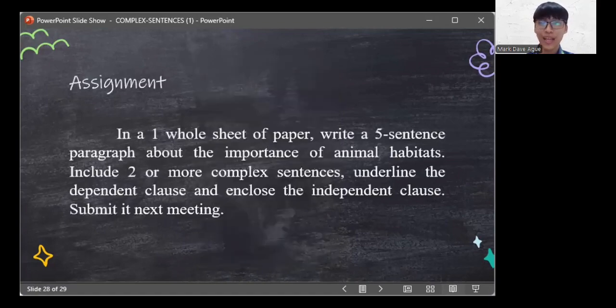Okay, so we will have an assignment to be passed next meeting. On one whole sheet of paper, you will write a 5-sentence paragraph about the importance of animal habitats. Include two or more complex sentences, underline the dependent clause, and then circle the independent clause. Submit it next meeting.